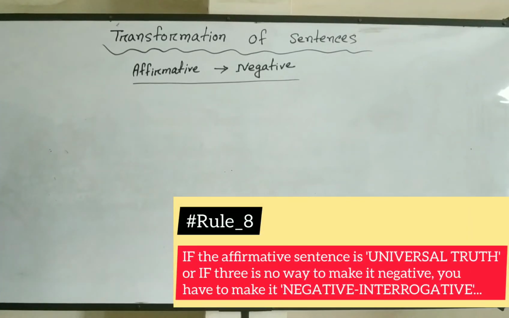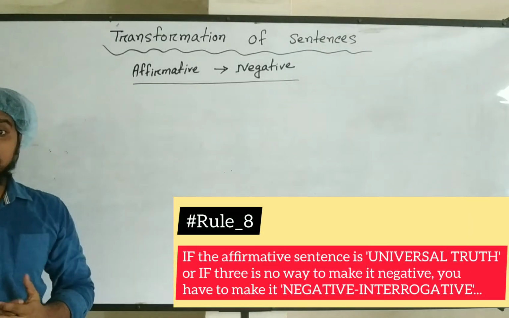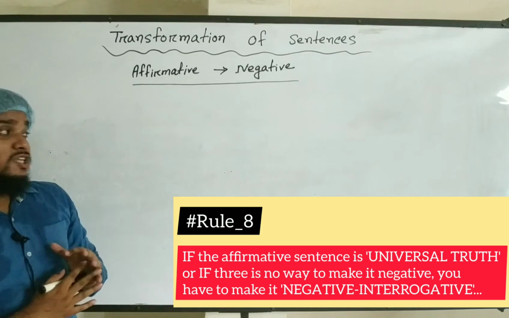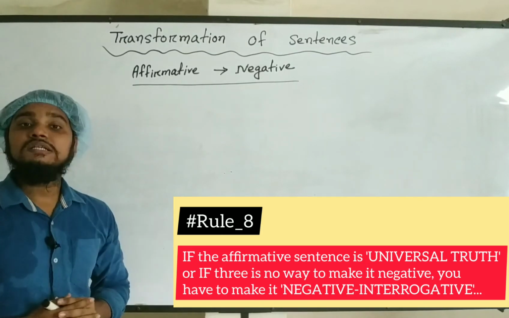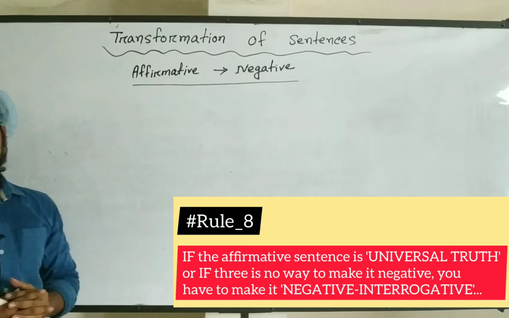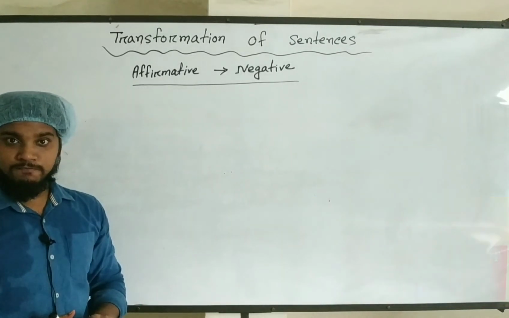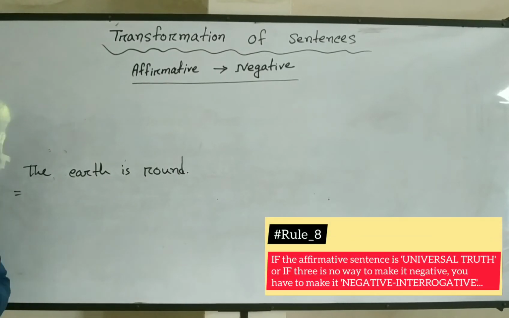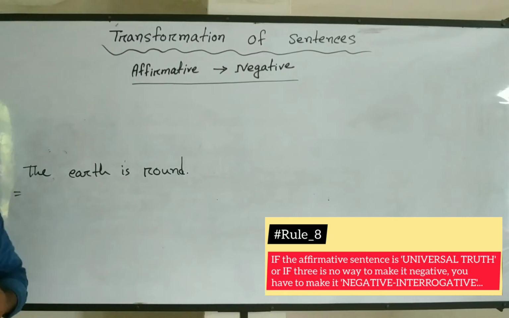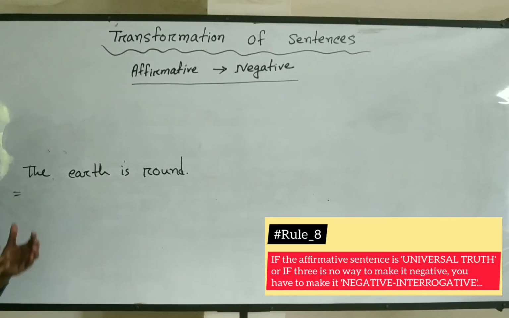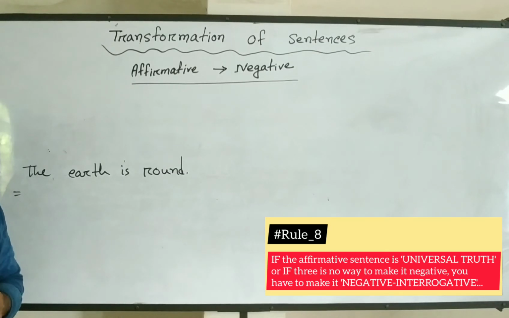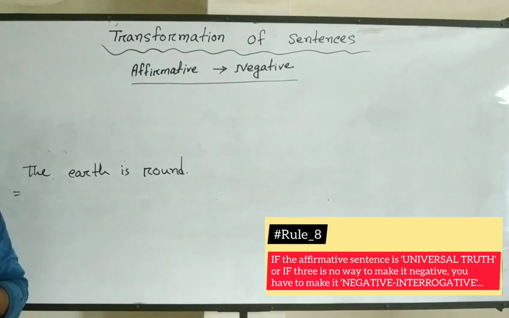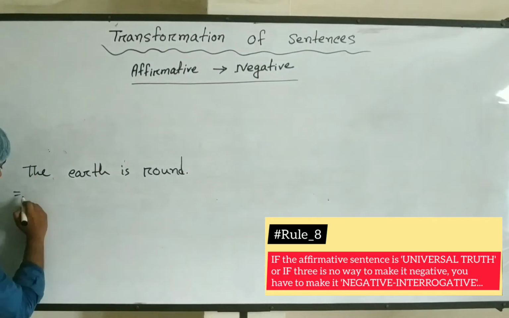Rule number 8. If the affirmative sentence is universal truth, or if there is no way to change it into negative, then you have to make it negative interrogative. Have a look at this example. The earth is round. Now, we all know that earth is round, so it's a universal truth. And we've learned that if an affirmative sentence is universal truth, we cannot make it negative. We have to make it interrogative, a negative interrogative. Have a look.